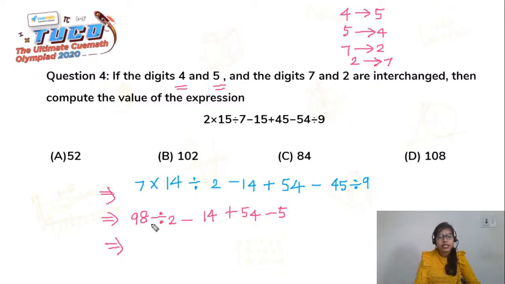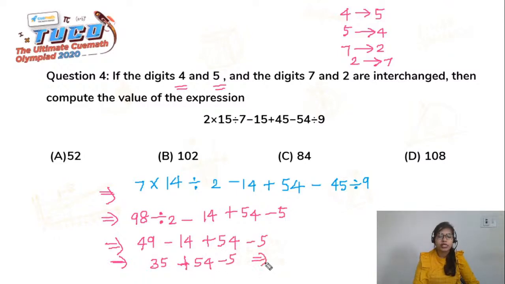Now coming to the next one, 98 divided by 2 would give us 49 minus 14 plus 54 minus 5. And then you would do 49 minus 14. Yes, you would be solving it in this way. So that would give us a 35 plus 54 minus 5. And 35 plus 54 would give us an 89. 89 minus 5 would give us a 84.